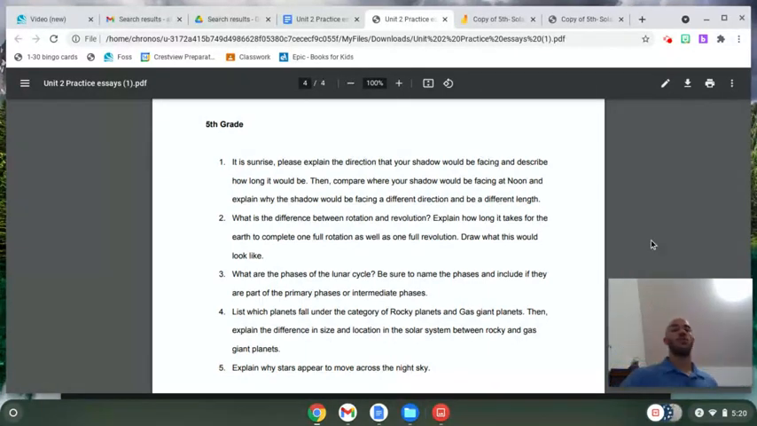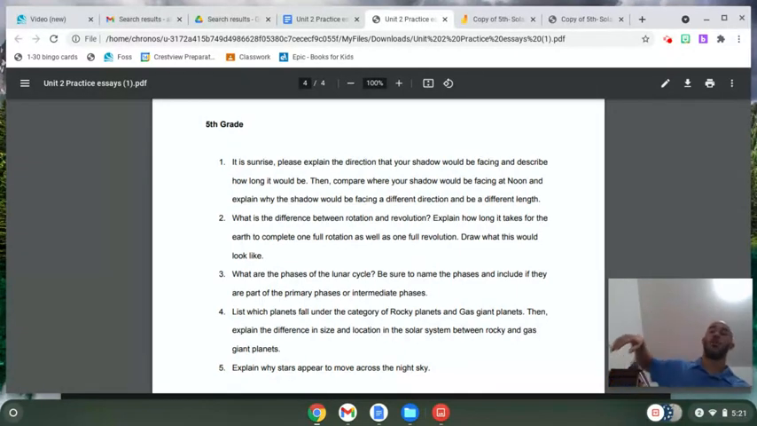All right. So the first question, number one, is: it is sunrise. Please explain the direction that your shadow would be facing and describe how long it would be. Then compare where your shadow would be facing at noon and explain why the shadow would be facing in a different direction and be a different length. So in order to understand this, you need to know the direction in the sky in which the sun rises and in which it sets, and how the height of the sun affects the length of a shadow, okay?